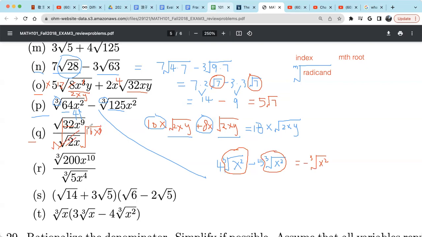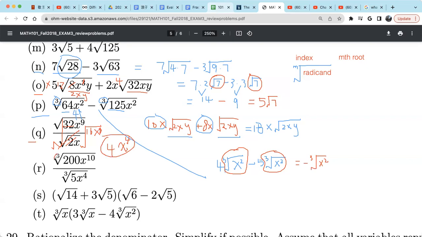16 is 4 squared, right? So that comes out as 4. X raised to 8 comes out as x raised to 4, because 8 divided by 2 is 4. So our answer for Q is 4x raised to 4.